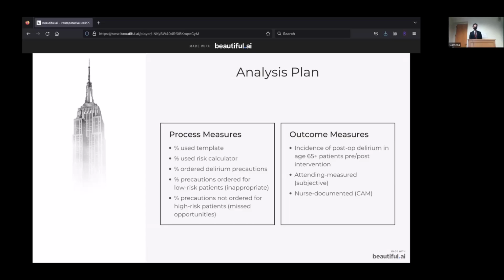And then for outcome measures, we're going to have an attending determined subjective measure of delirium. Is the patient delirious on a given day, yes or no? And then fortunately, system-wide, we're just now implementing a Q-Shift CAM documentation for nurses for all patients 65 plus. So we'll be able to use that as an outcome measure, whether the patient did have documented delirium by nursing assessment.